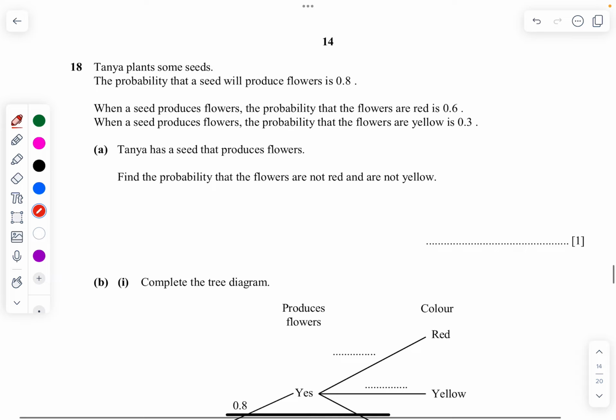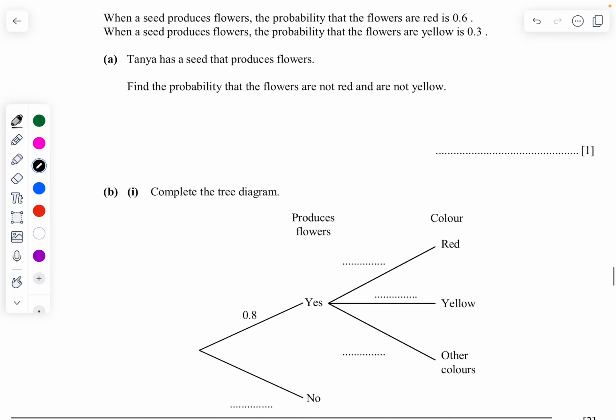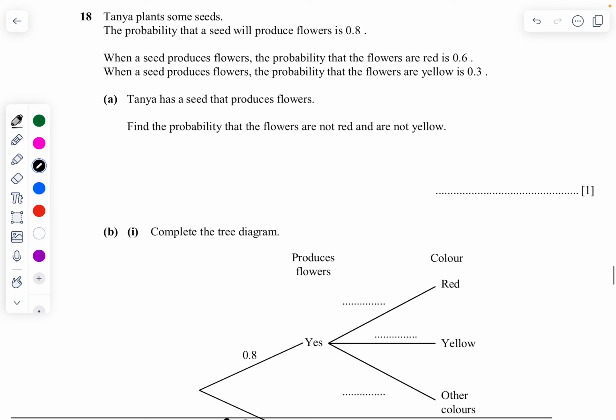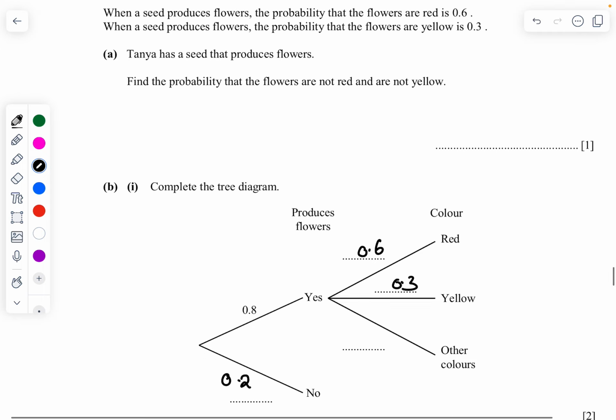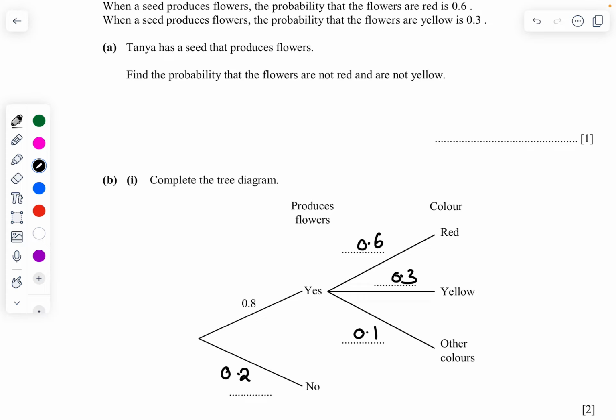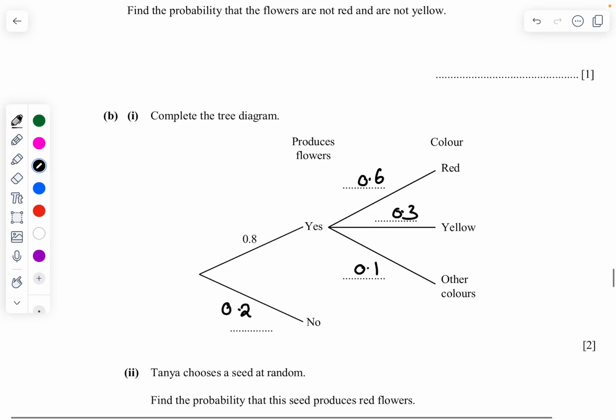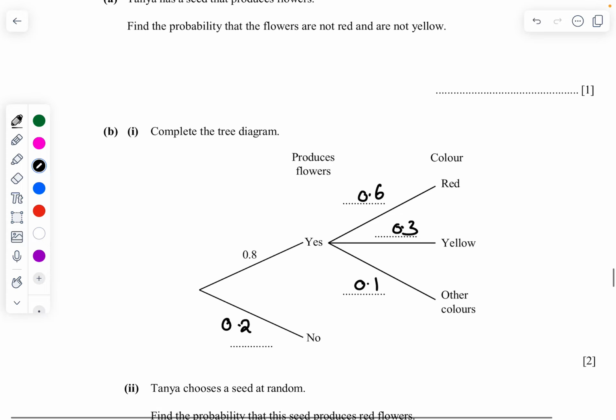Question number 18. Tanya plants some seeds. The probability that a seed will produce a flower is 0.8, so not producing a flower will be 0.2. When the seed produces a flower, the probability that the flower is red is 0.6, yellow is 0.3, and other color will be 0.1. Then complete the diagram. We have completed the diagram.